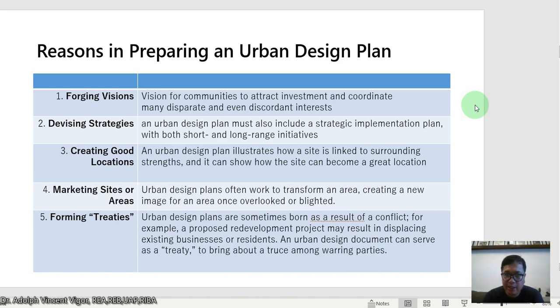The fourth is marketing sites or areas. Urban design plans often work to transform an area, creating a new image for an area once overlooked or blighted. The fifth is forming treaties. So urban design plans are sometimes born as a result of a conflict. For example, a proposed redevelopment project may result in displacing existing businesses or residents. An urban design document can serve as a treaty to bring about a truce among warring parties.